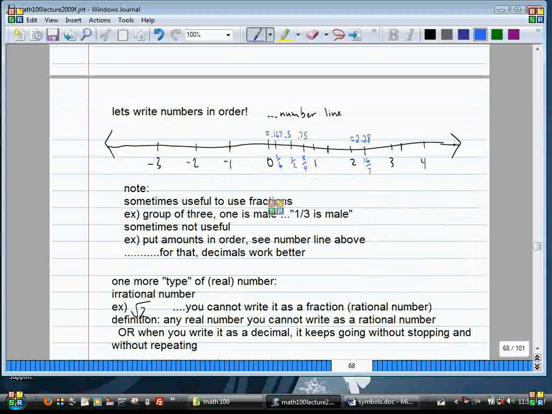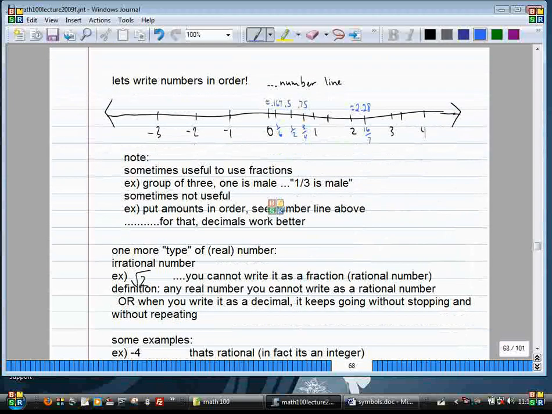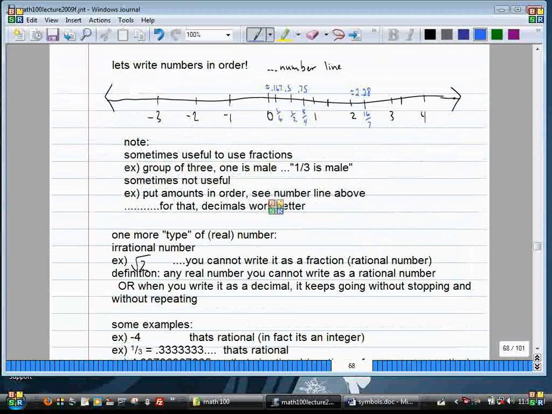So for example, if I write the number -4, not only is that rational, that's easy, that's an integer. So what if you write 1/3? Well, 1/3 as a decimal is 0.333333. Keeps going. So that's rational.